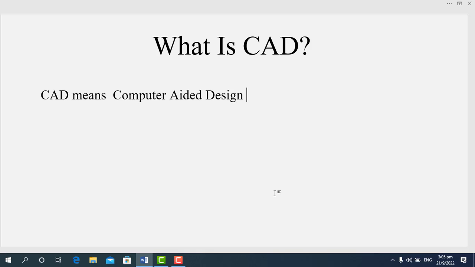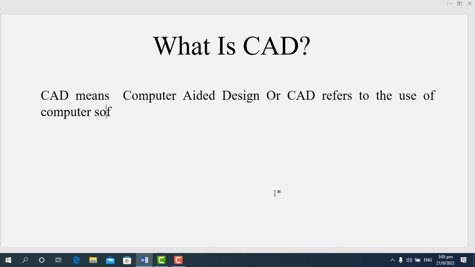CAD refers to the use of computer software that supports the design process.